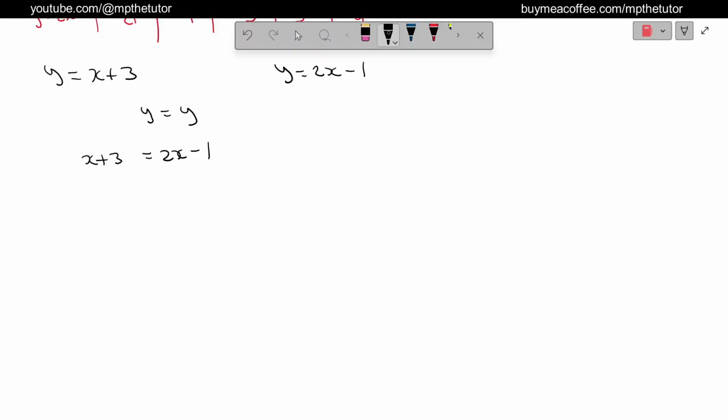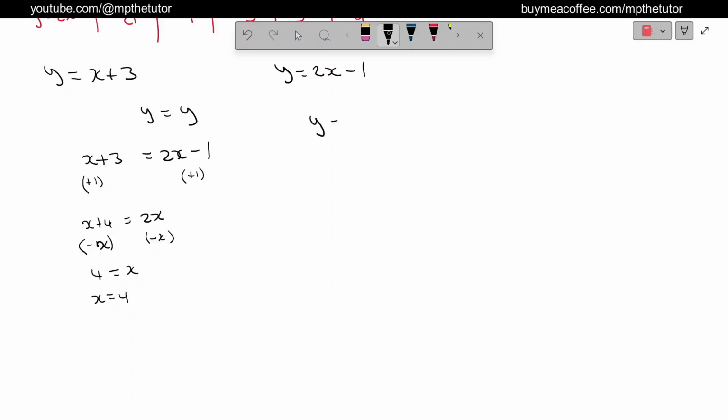I'm going to put the minus 1 on the other side, so I'm just going to add 1 to both sides. So you have x plus 4 equals 2x. And then we take away x on both sides. So you get 4 equals x, or x equals 4. Same thing, just written the other way around.